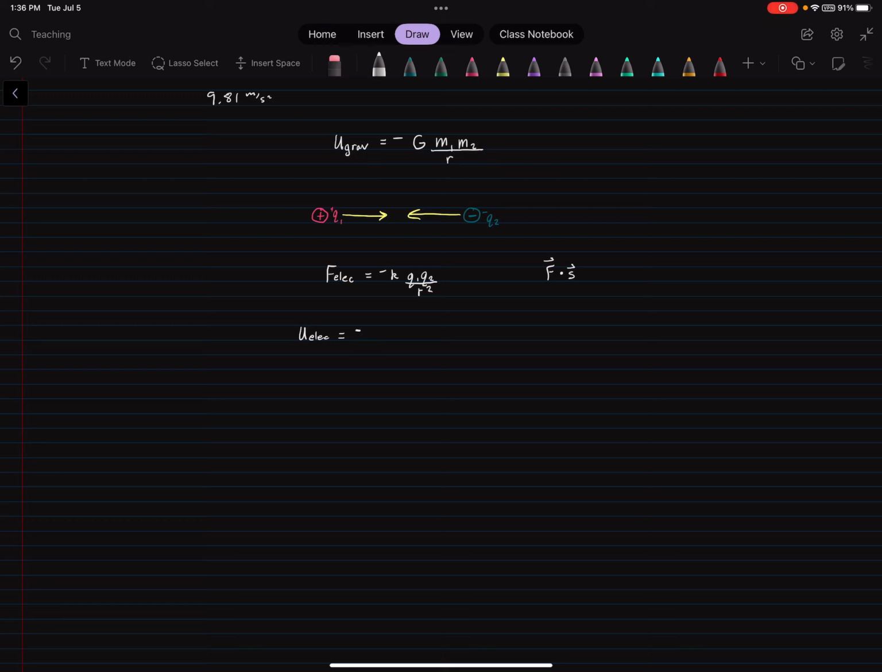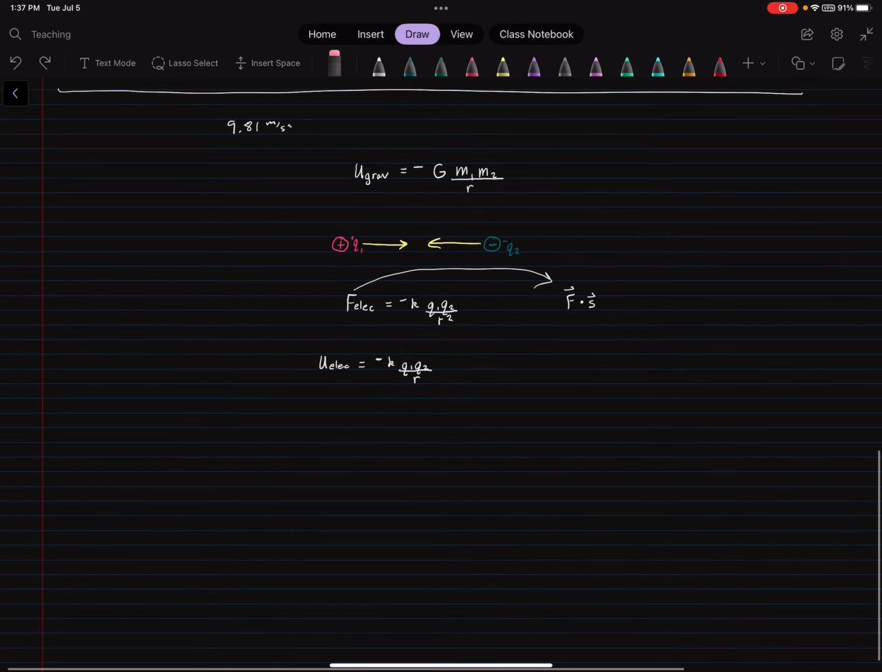which is negative K Q1 Q2 over R, right? Because if this is a force times some displacement, it's going to be like your R, your distance, right? And so that cancels out that little squared part when you're talking about the difference of two amounts of work. And so the term would be negative K Q1 times Q2 divided by R.